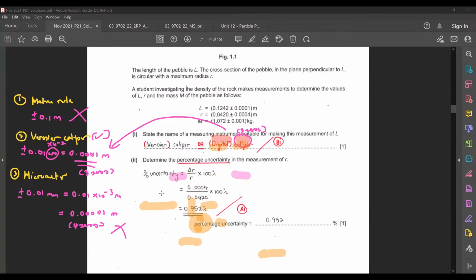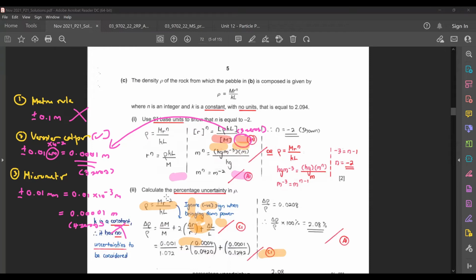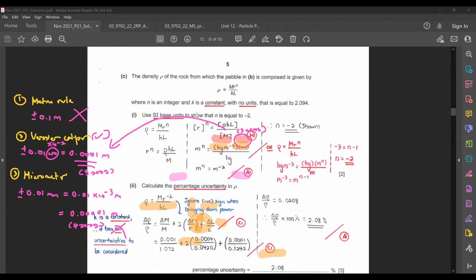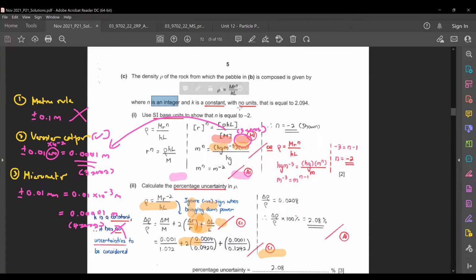Then we move on to the next one. Okay, then after that, they tell you the density of the rock from which the pebble in B is composed is given by this equation where density is mr power n divided by kl, where n is an integer and k is a constant with no units. That is equals to 2.094. Okay, then use SI based units to show that n is equal to -2.